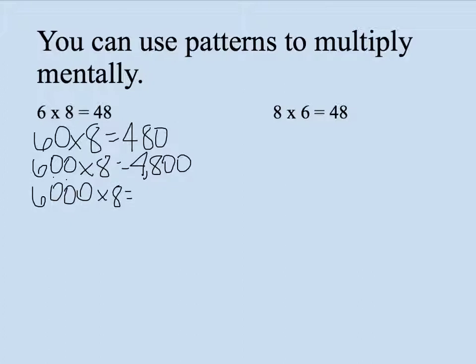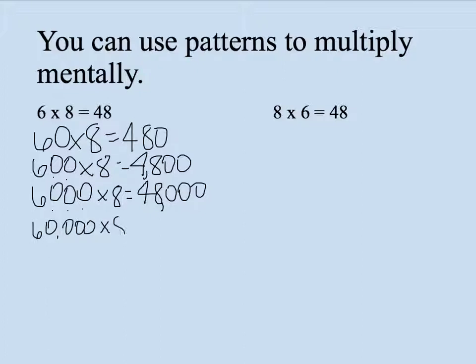Following the pattern we've identified in the past couple of problems, we know that 6 times 8 equals 48. And this time we're going to count 1, 2, 3 zeros that we're going to add to the end of that problem. So our final product is going to be 48,000. This is a pattern that can continue on to 60,000.